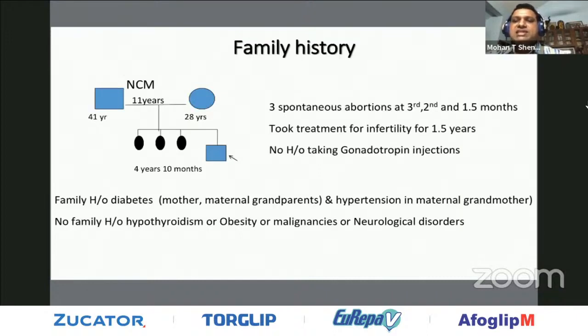Family history was significant for infertility, because in the previous 3 deliveries there were spontaneous abortions, and the couple had taken infertility treatment for many years, for the last 1.5 years before getting this child. Family history was also significant for diabetes and hypertension, with no history of obesity, malignancy, or hypothyroidism in the family members.